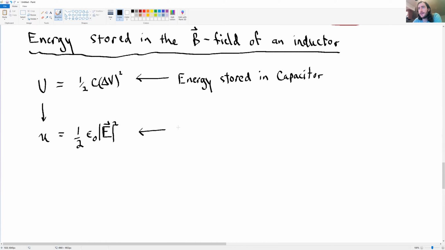So this, I would say, is energy density stored in the electric field.